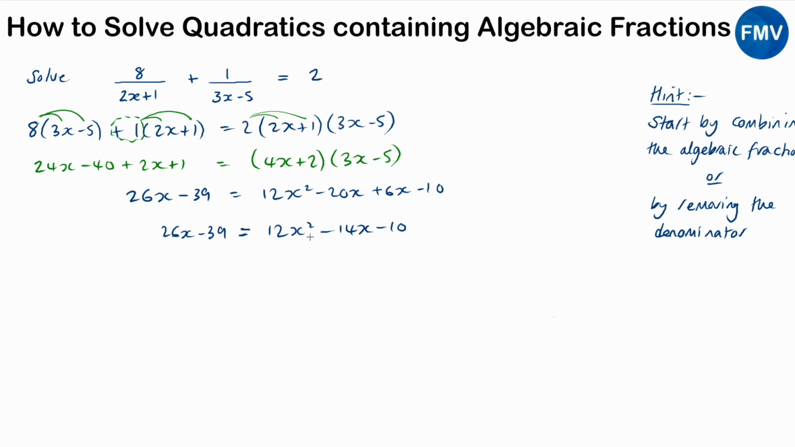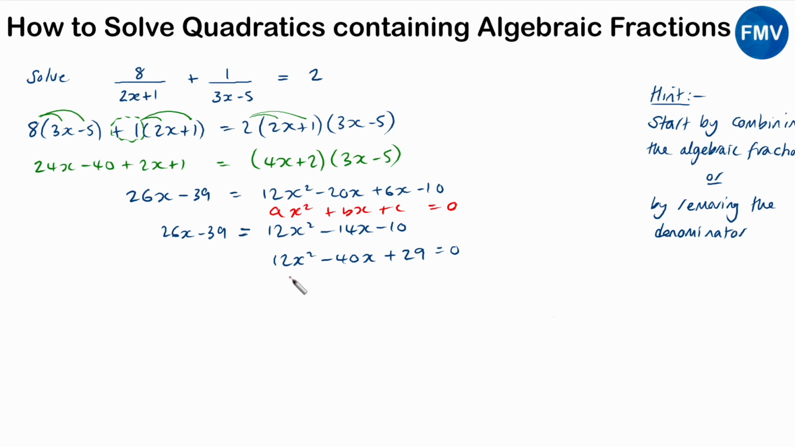So like before, I need to make one side equals 0. So my aim is to get ax squared plus bx plus c equals 0. That's what I'm trying to achieve. So I subtract 26x from both sides and I add 39 to both sides. And I'll get 12x squared minus 40x plus 29 is equal to 0.